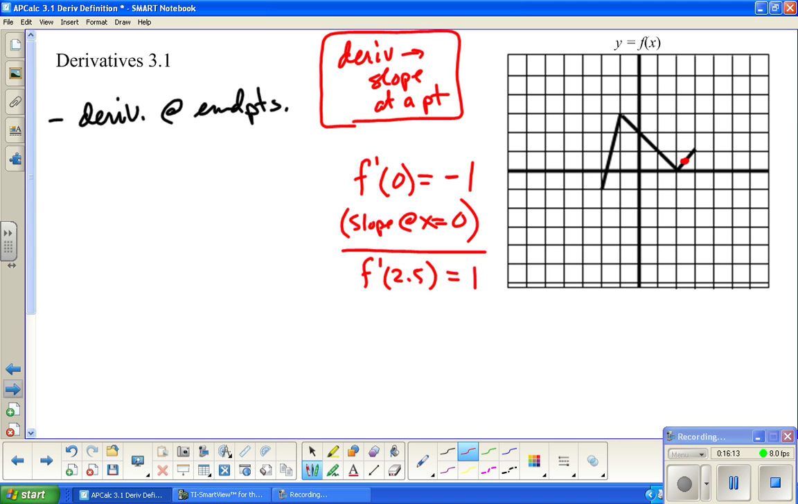Okay, so now the trickier questions are these. What about the slope at 2? So I want f prime of 2. I know the slope on this side is negative 1. I know the slope on this side is positive 1. So what's the slope at this corner?